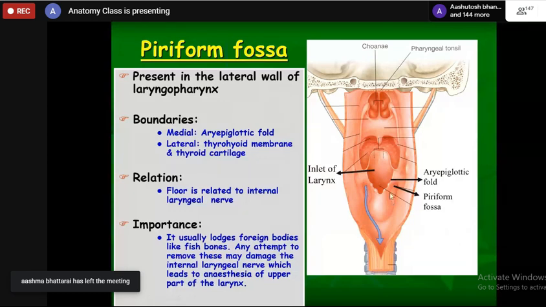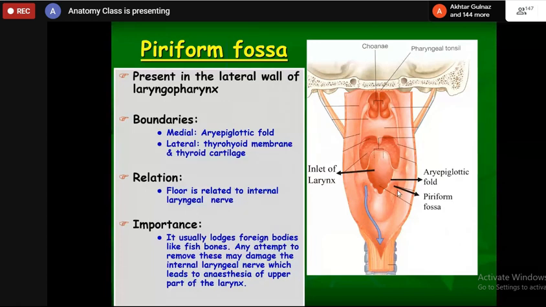A fish bone can get stuck in the piriform fossa. So when you make a forceful attempt to remove that fish bone, sometimes you may damage the internal laryngeal nerve. Now when you damage the internal laryngeal nerve, recall the larynx class.